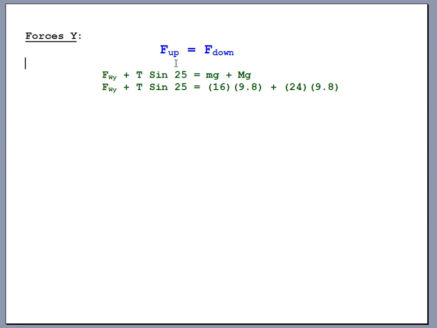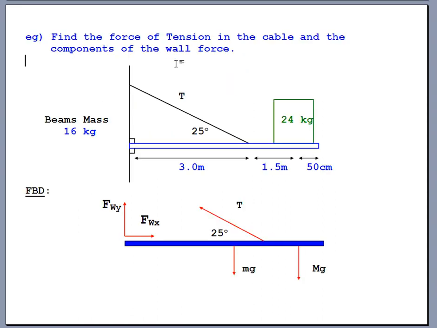And I boil that down as much as I can, and I get to here. It is a true statement, but there's not much more I can do with it at that point. It's just got two unknowns to it. Okay, well, looking back in the picture, let's go back.